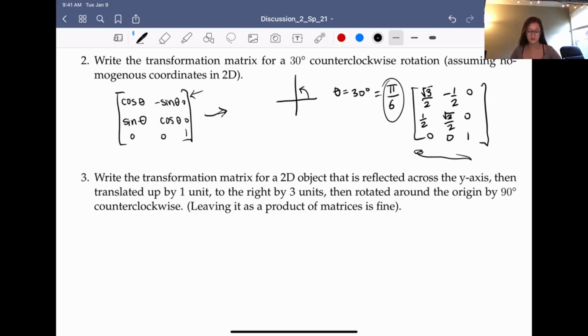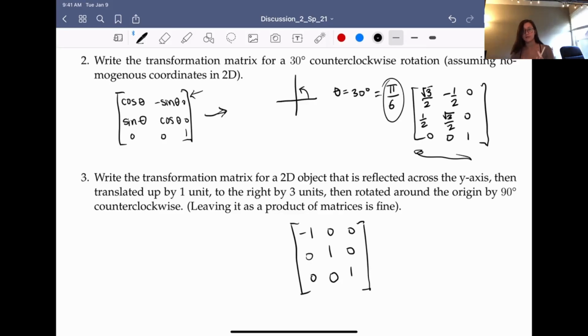So the first one is a reflection across the y-axis. As we saw in lecture, if you want to reflect across an axis, then all you have to do is negate it. So we have -1 here to negate all of the x-coordinates, and then everything else would be just like the identity matrix.